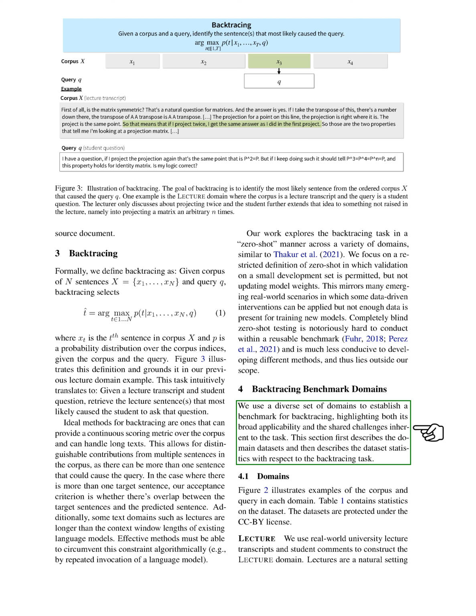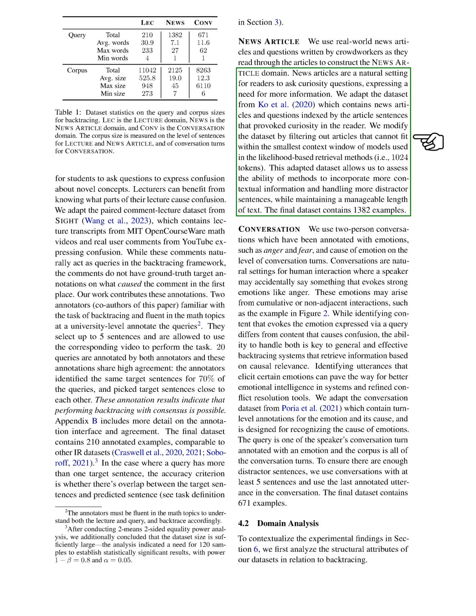When it comes to establishing a benchmark for backtracing, we've chosen a wide range of domains to demonstrate its applicability and to highlight the common challenges. For instance, in the lecture domain, we use real university lecture transcripts and student comments to see which parts of the lectures confuse students. We've annotated these with the help of two experts, achieving a high level of agreement on which sentences are likely to have caused the questions.